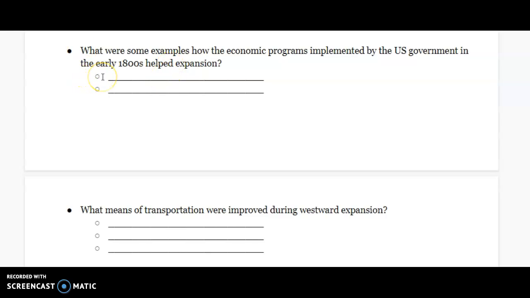People could get easier access to credit. So the government has a bank. They're providing loans to people. That's encouraging them to buy land. They also had just really good land policy. So the U.S. government was making laws that would encourage people to go westward, that would make it affordable for people to buy land.